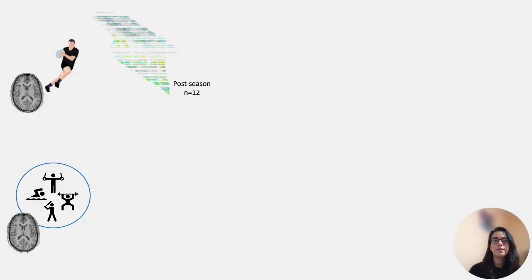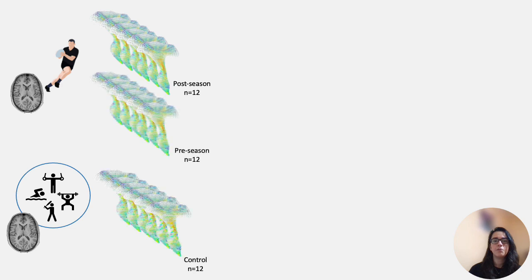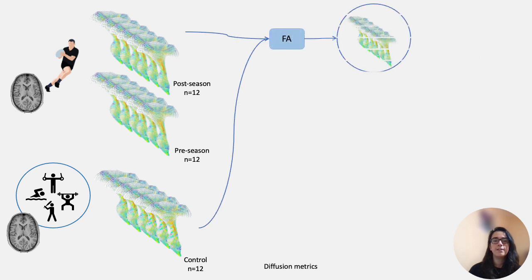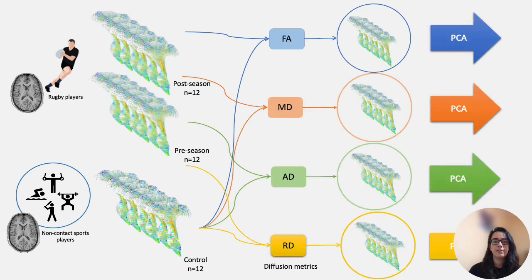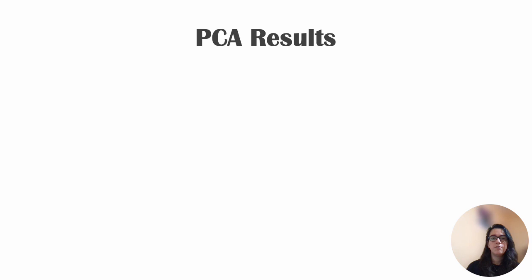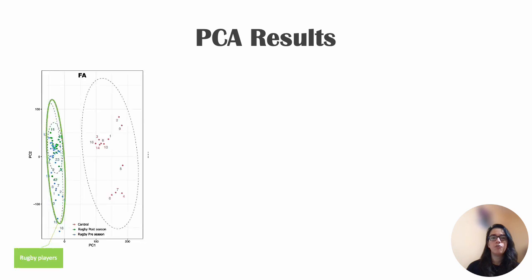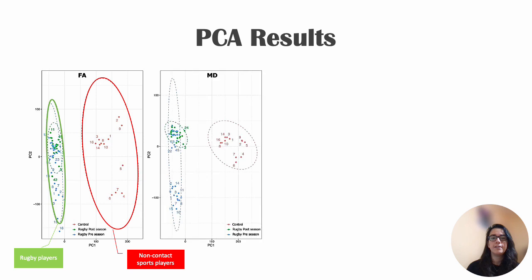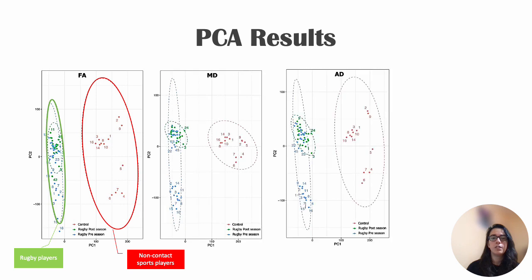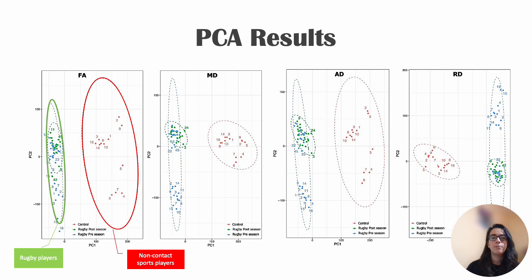Now we're dealing with 36 CST models that are all in the same space and have the same number of nodes and elements. In order to find out about the differences between these three groups, we ran separate analyses on every diffusion metric using the PCA technique. PCA results showed us a clear separation between the rugby cohort and the non-contact sports athletes using the fractional anisotropy data. Similar results were found by repeating the analysis on mean diffusivity, axial diffusivity, and radial diffusivity. While the separation between the rugby and control groups was clear, there was not a clear division between pre- and post-season scans.